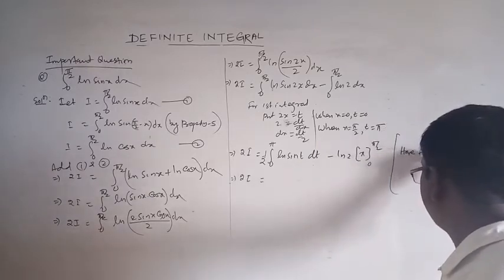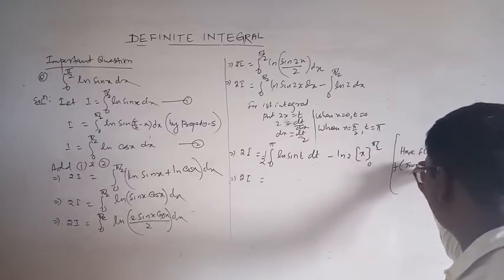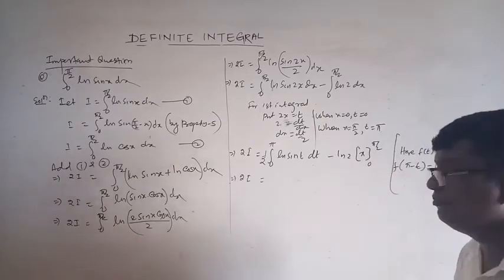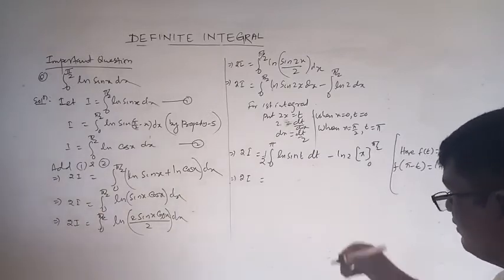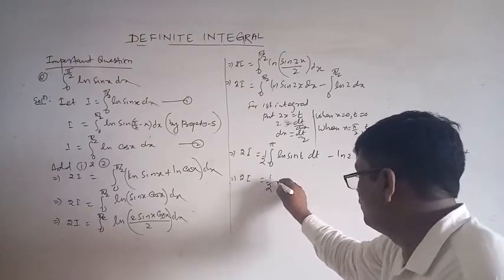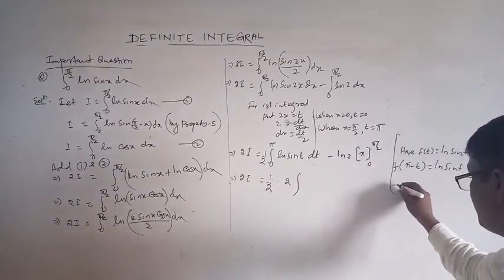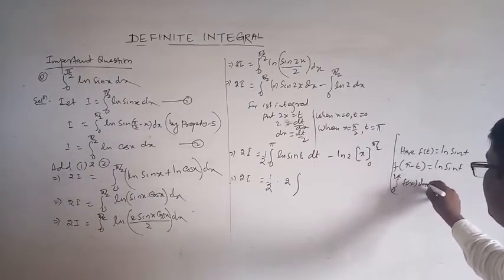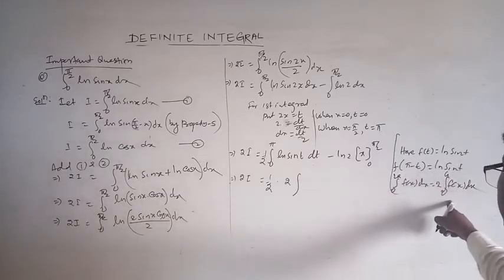Here suppose f of t is equal to log sin t. f of pi minus t, same log sin t. By which property? By property number 7, this is equal to 1 by 2 into 2 times. What is property number 7? Property number 7 is 0 to 2a f of x dx is equal to 2 times 0 to a f of x dx. This is property number 7.